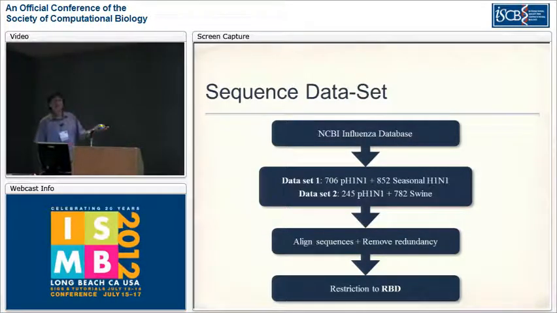So it's all based on sequence databases. Daphna collected sequences from the NCBI influenza database, and she made two sets, and each set included hundreds of sequences. One was for pandemic hemagglutinin versus seasonal, and the other was for pandemic versus swine. And then she got rid of redundancy, aligned the sequences, and focused on the receptor binding domain, and just plugged it into this supervised AdaBoost trees, and that's what she got.